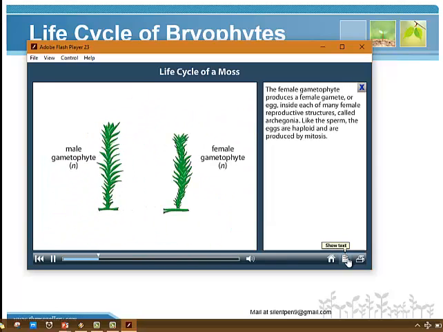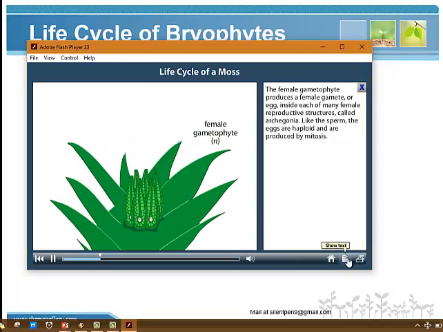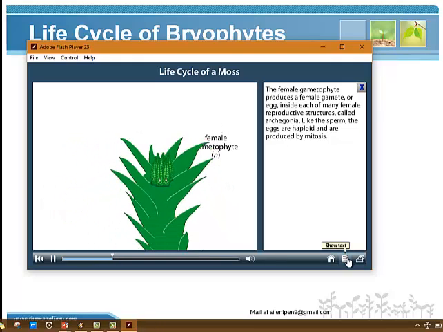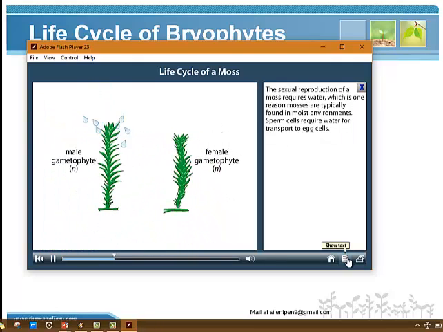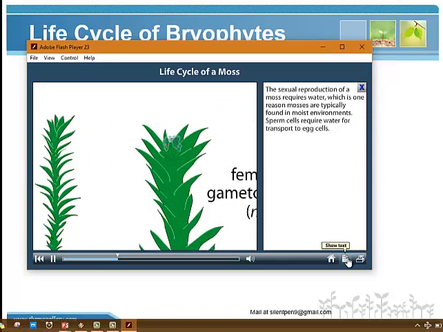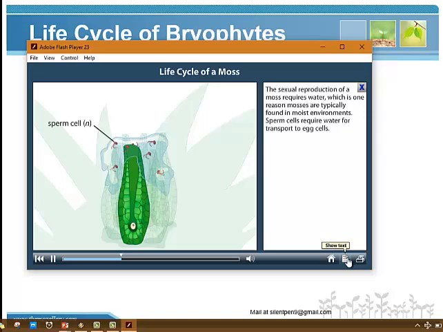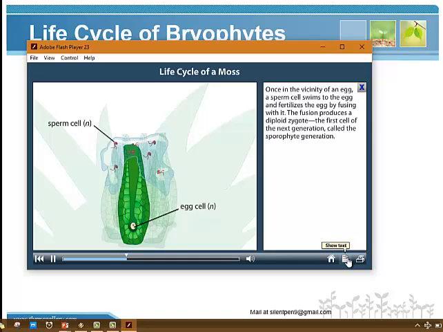The female gametophyte produces a female gamete, or egg, inside each of many female reproductive structures called archegonia. Like the sperm, the eggs are haploid and are produced by mitosis. The sexual reproduction of a moss requires water, which is one reason mosses are typically found in moist environments. Sperm cells require water for transport to egg cells.